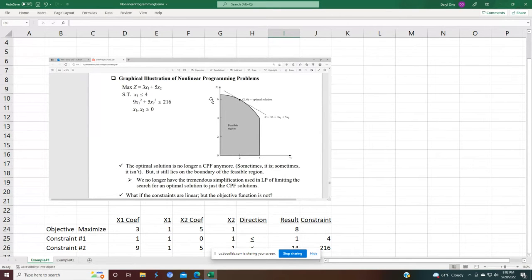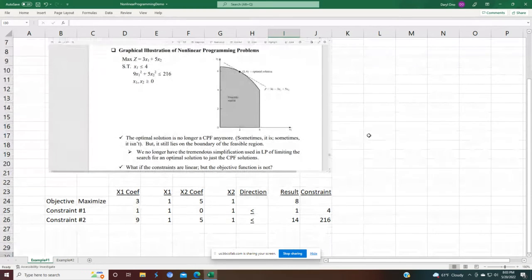Because it's a curved line, we're now dealing with nonlinear programming. Because of the x1 squared and the x2 squared, this becomes a nonlinear programming problem. The objective function is still a straight line, but the feasible region now has a curved area that makes this a nonlinear programming problem. So let's solve this as a nonlinear programming problem.